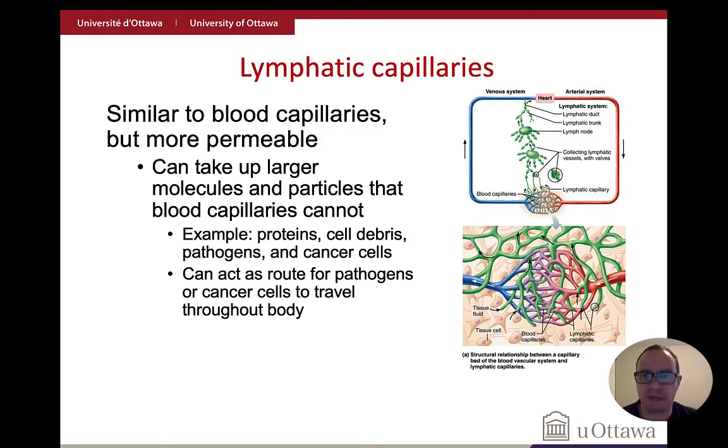Okay, lymphatic capillaries. Again, I've been showing the same diagram a few times. These are these guys that are interwoven amongst the capillary beds, and it's their job to take up things that blood capillaries might not be able to, things like large proteins, cellular debris, pathogens, cancer cells, these types of things. And it's okay if they take those up because, as I said, these lymphatic capillaries are going to intersect with your immune system. So all those things are going to be taken care of. Okay. So the other side of that is if your immune system is not working properly, the lymphatic system can actually serve as a route for pathogens such as bacteria or even cancer cells to travel throughout your entire body.